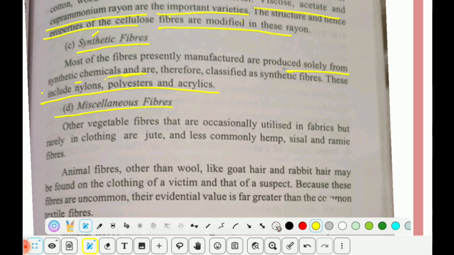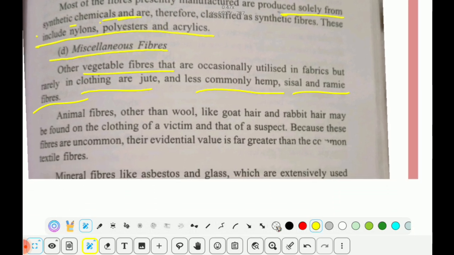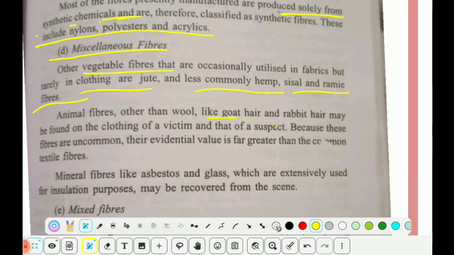And the miscellaneous fiber, the fiber which doesn't fall in either of the categories. So other vegetable fibers like jute, then less commonly used hemp, sisal, and ramie fiber. Animal fibers other than wool like goat hair, rabbit hair. I have explained it to you, the angora goat, the hair of the angora rabbit. They can also be found on the clothes of the victim, and they are all examples of miscellaneous fiber.